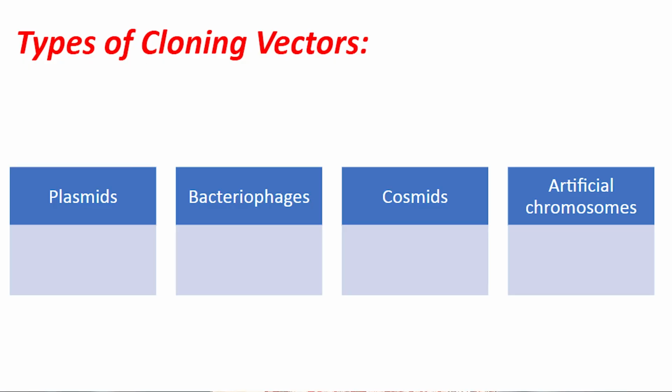So, once the cloning vector has been successfully introduced, to find out whether the successful recombination has been done or not, to identify or select the cells containing the vector, this marker helps us. That is why it is called a selectable marker.